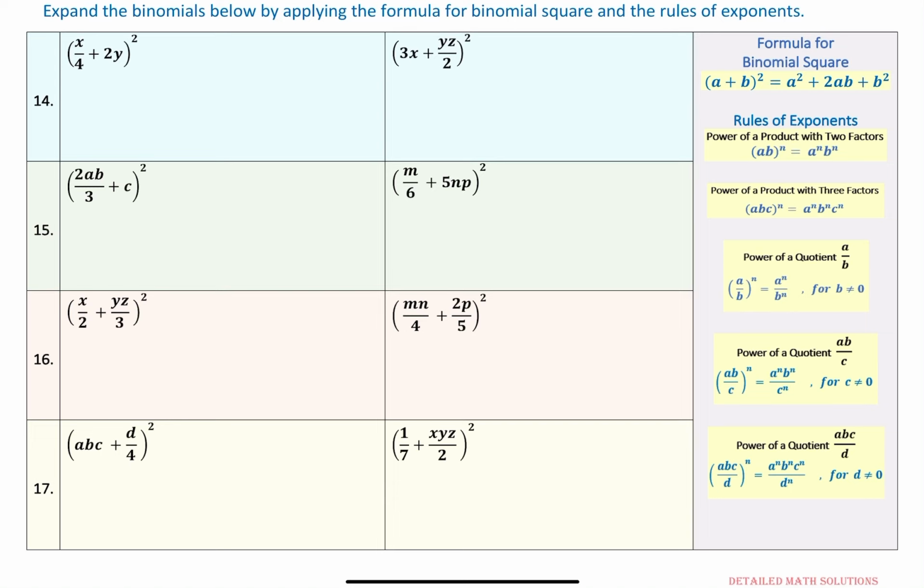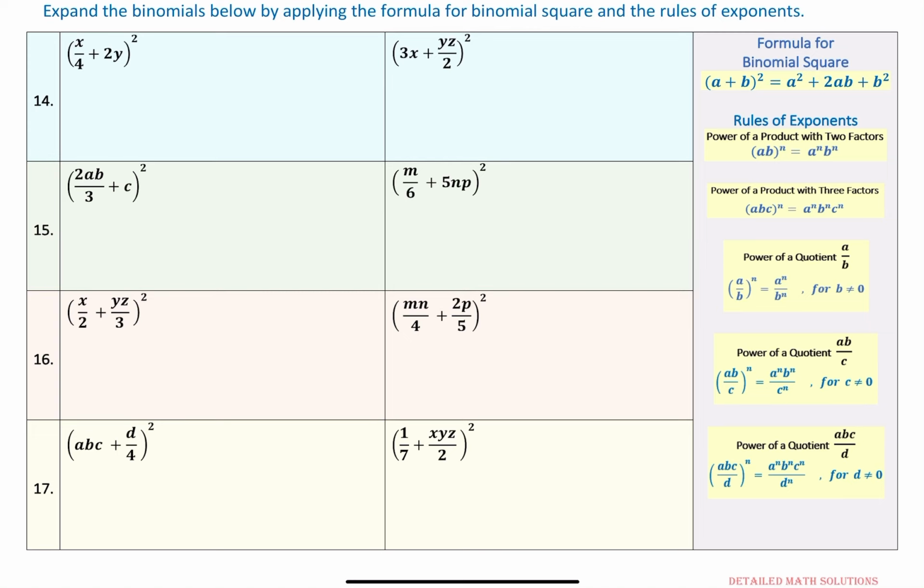I'm also going to use the power of a quotient a over b. A over b to the nth power equals a to the nth power over b to the nth power, and this equation is true for all values of b different than 0.